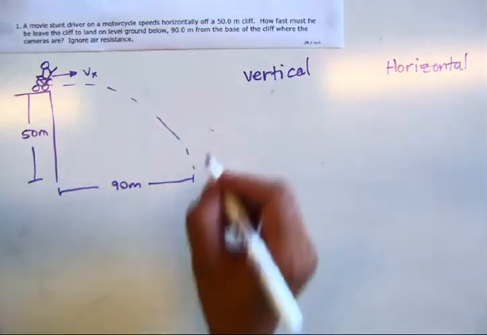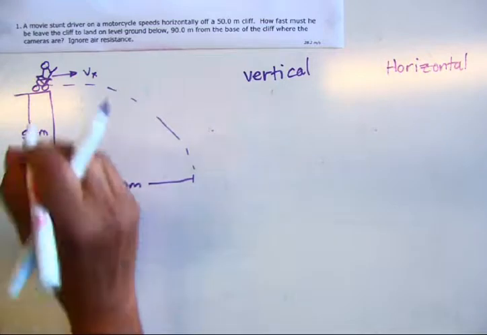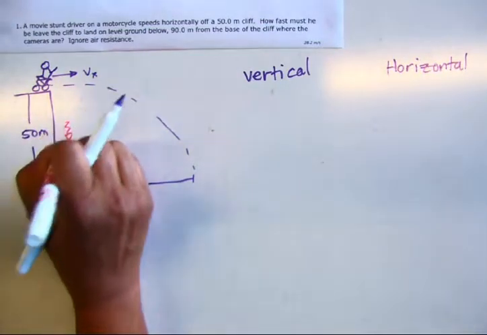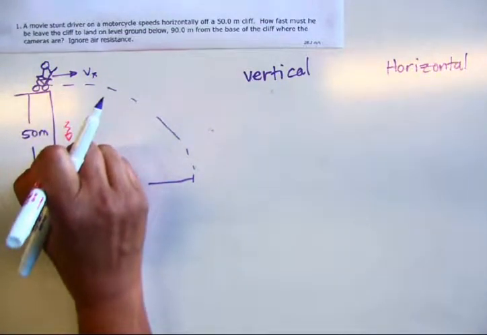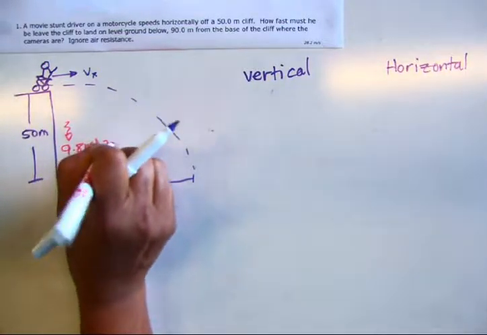Okay, so now in the vertical, we've got to deal with acceleration. This object is accelerating, right? It's accelerating down. What's its rate of acceleration? 9.8. Let's not call it negative yet. Because we have 50 positive?